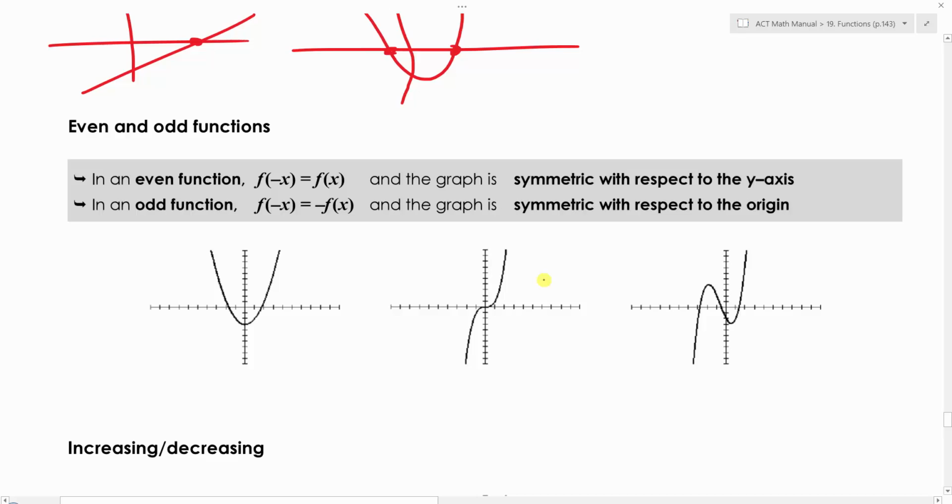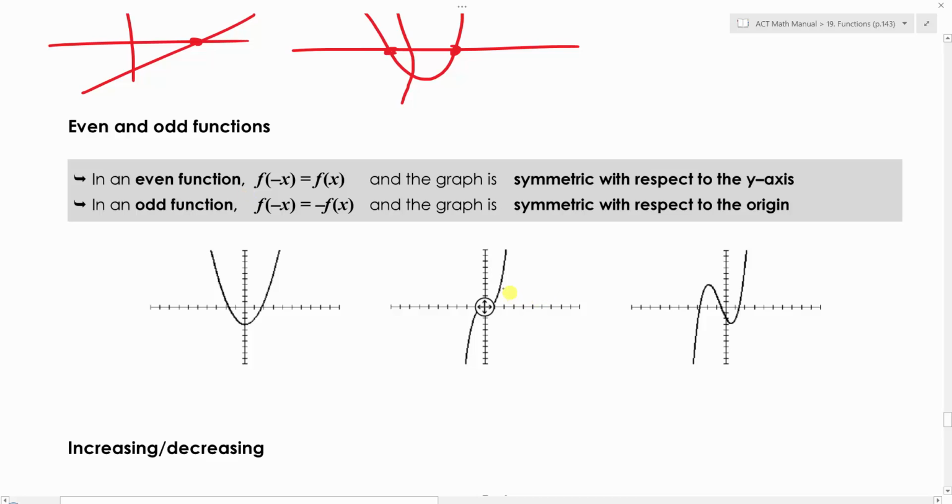Even and odd functions, I would not worry too much about this, especially if you are not headed for a score well into the 30s. If you are headed for that score, you are going to need to know about this.